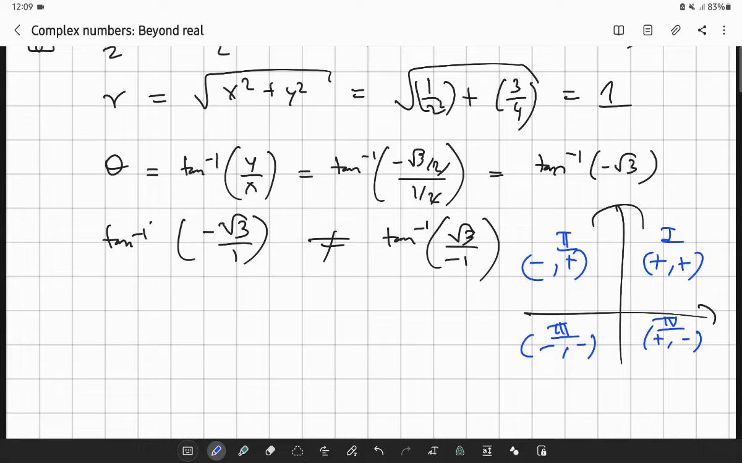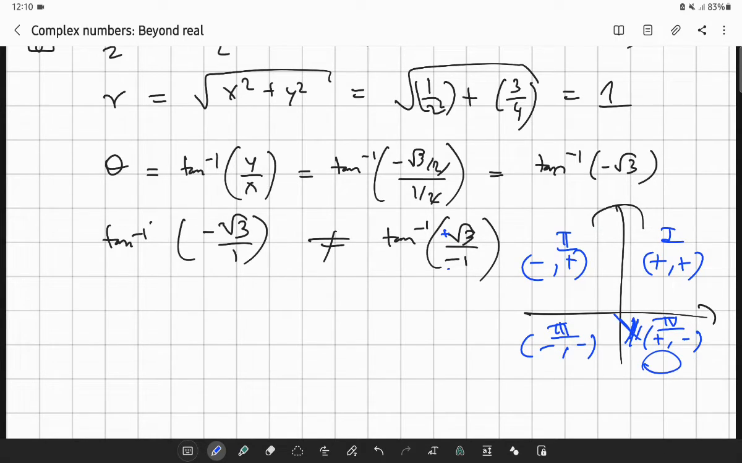And the calculator will not give you this answer. You have to decide yourself. If y is positive like this and x is negative, then which quadrant am I in? Y is positive, x is negative. I'm in the second quadrant, so the angle must be somewhere here.